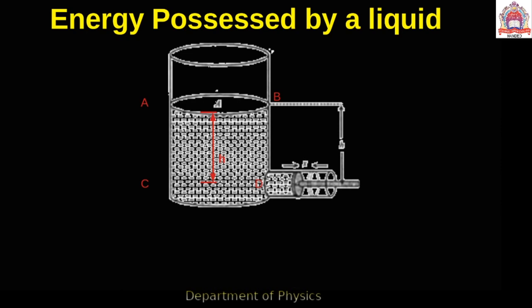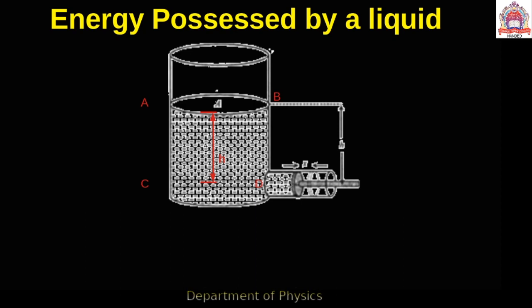So let an incompressible liquid of density rho be contained in this tank, provided with a side tube, this tube that is referred to as a T, at a depth H. This is the depth of water below the free surface AB of the liquid in the tank. At the level CD, this is the axis of the tube.